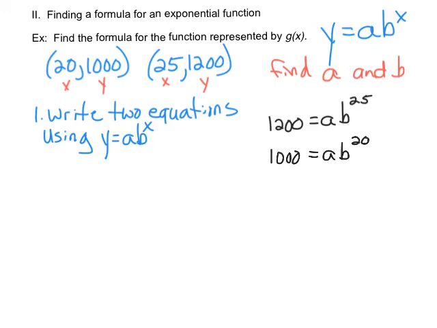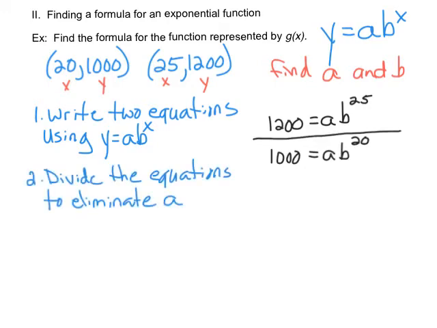What we're going to do is actually think about how I could get rid of those a's. And what we're going to do is make this a division problem. I'm going to divide one equation into the other. So when I divide the equations, I'm going to eliminate a because my a's are going to divide away. The 1200 is divided by 1000. Please don't subtract those two.